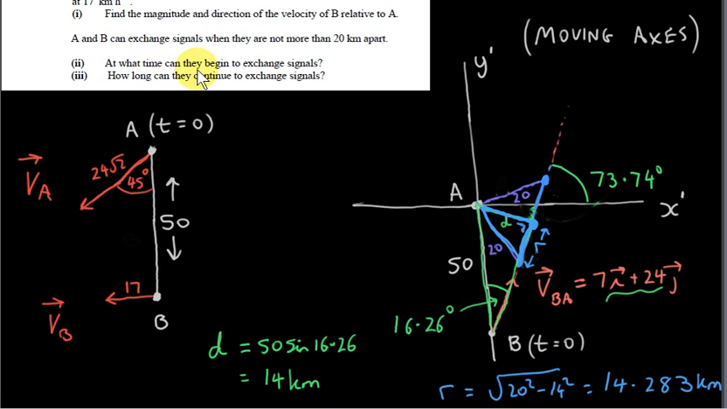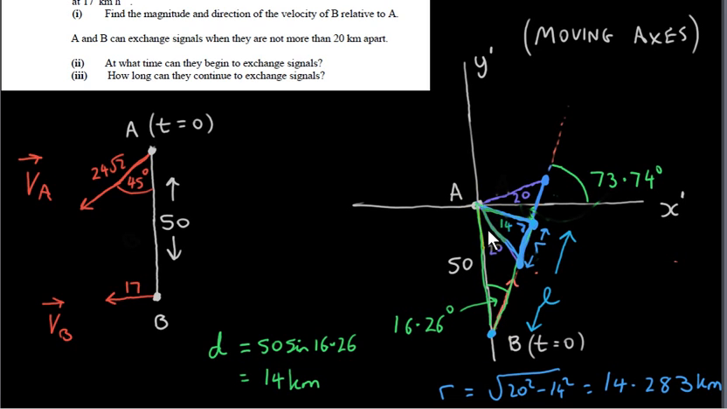Now we're interested in the time that they can begin to exchange signals. So we want the time taken for ship B to go from here to here. So we need to find this distance here. What we can do is use Pythagoras to get this distance, which I will call L. That's the distance between B at time t equals 0 and the point when B is at its closest distance to ship A. So we can look at this triangle here.